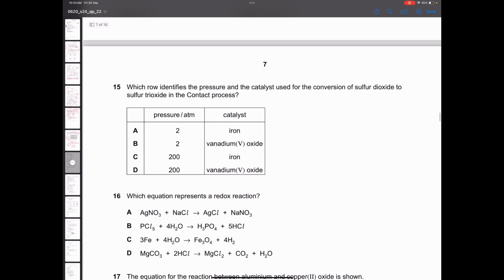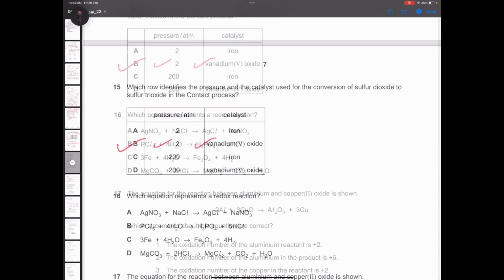Next question. Which row identifies the conditions? So these conditions you have to memorize. They have been given in the syllabus guide. You just need to memorize these. Pressure in the contact process stays 2 atm and the catalyst is vanadium(V) oxide. So the correct answer will be B.